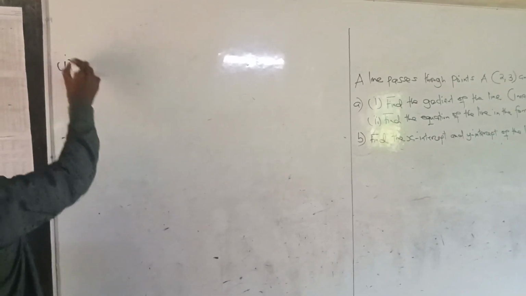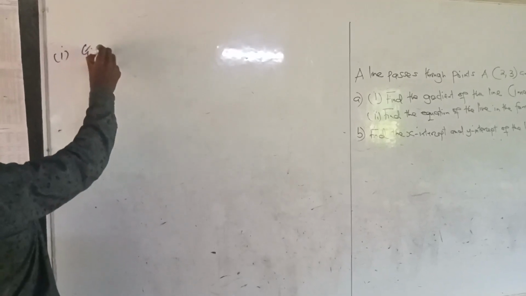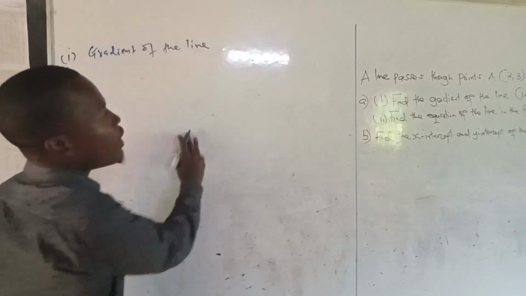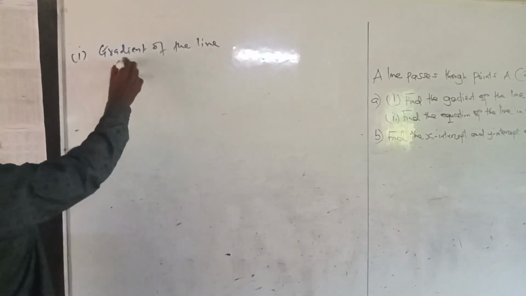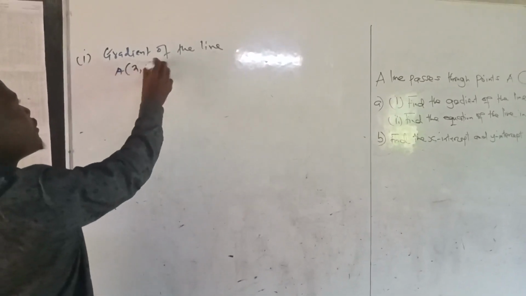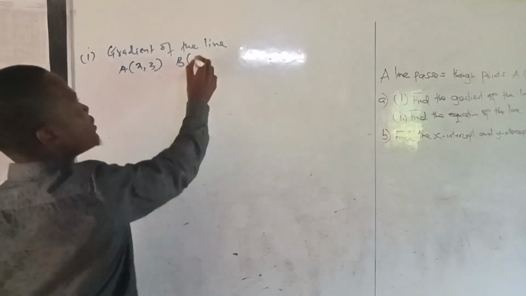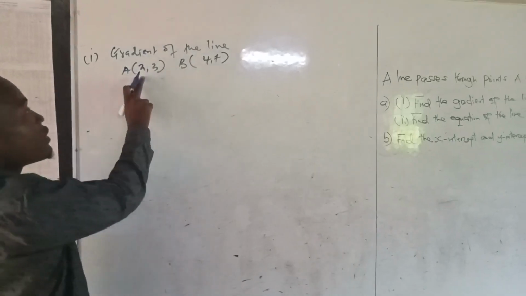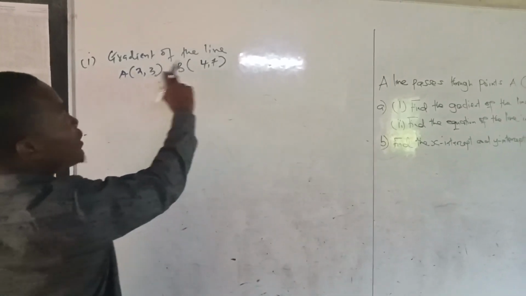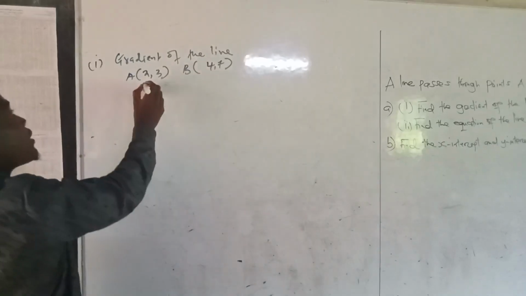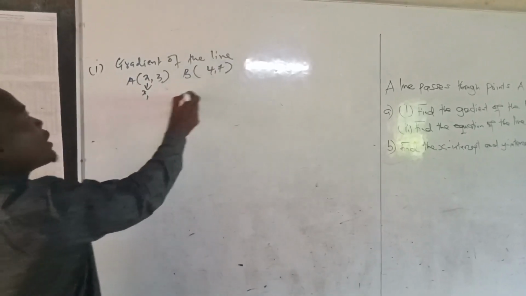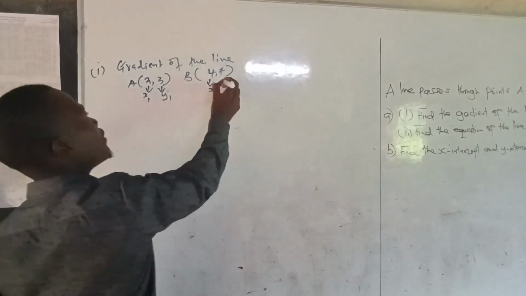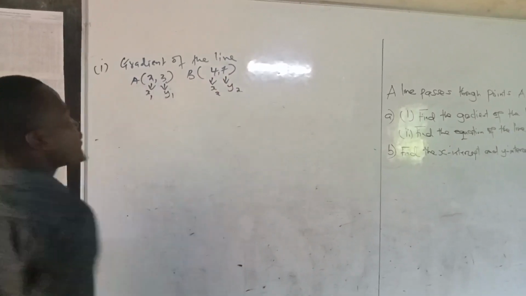I want to start with the first question, and I'll just write the coordinates here. Question 1 is talking about the gradient of the line. I have point A, which is (2, 3), and point B, which is (4, 7). When they are written like this, you are aware that the first one is the x-coordinate and the second one is the y-coordinate. To make it easier, I'll name these x1 and x2, and y1 and y2.